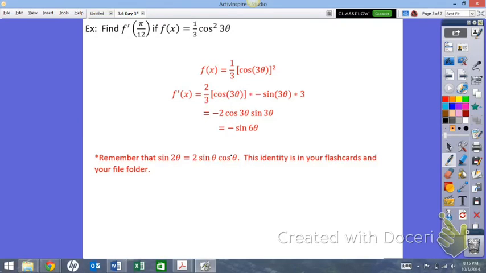So basically, we use this identity, and that would be the sine of 2 times that inside function, which is the sine of 2 times 3 theta, which is 6 theta, and then I had a negative there in front as well. So this would fully simplify to negative sine of 6 theta.